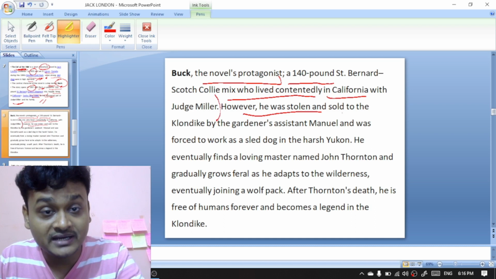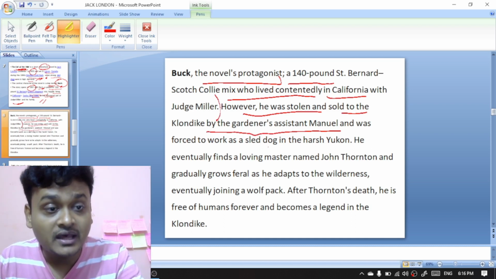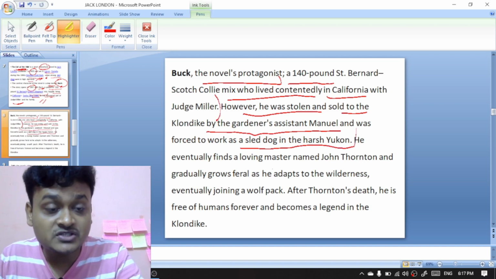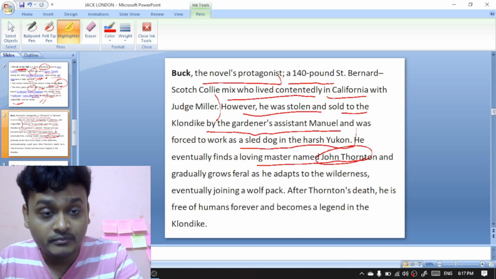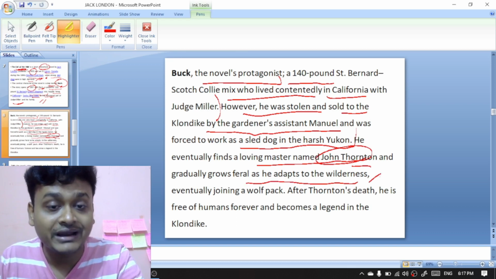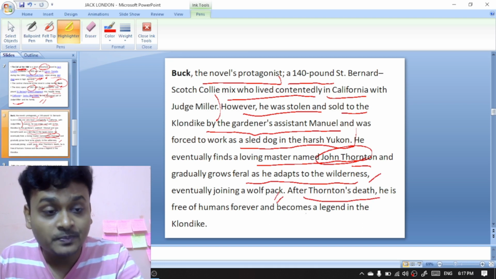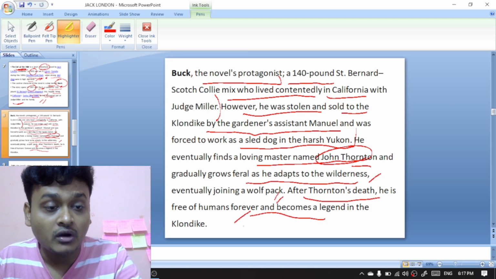However, he was stolen and sold to the Klondike by the gardener's assistant Manuel and was forced to work as a sled dog in the Yukon. He eventually finds a loving master named John Thornton and gradually grows feral as he adapts to the wilderness, eventually joining a wolf pack. After Thornton's death, he is free of humans forever and becomes a legend in the Klondike.